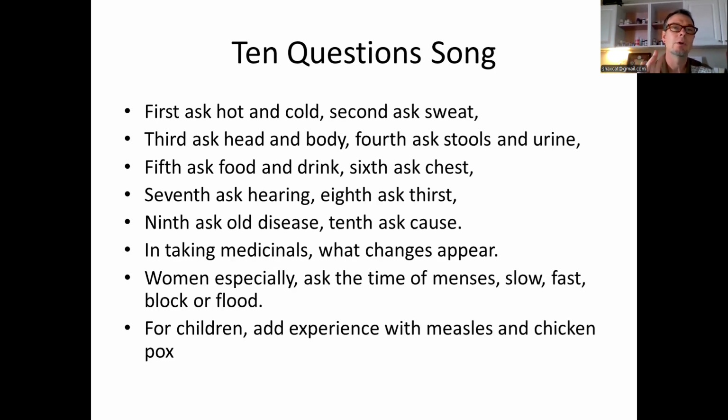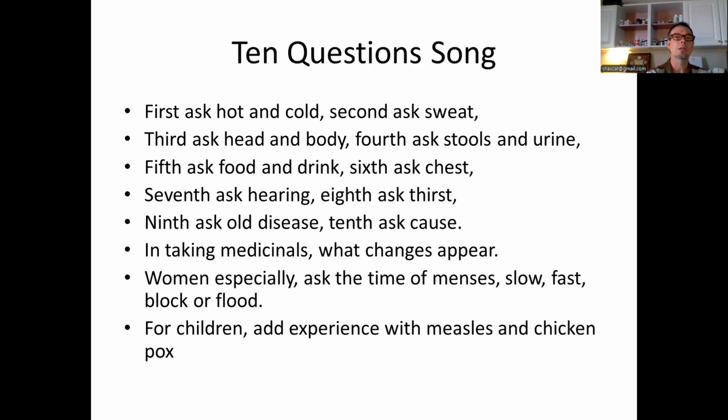So first you ask about hot and cold. Second, you ask about sweat. Third, you ask about their head and their body. And the fourth, you ask about their stool and urine. And fifth, you ask about the food and drink. Sixth, you ask about their chest. Seventh, ask about hearing. Eighth, you ask about thirst. Ninth, ask about the old diseases that they've had. And tenth, ask about the causes of the old diseases.